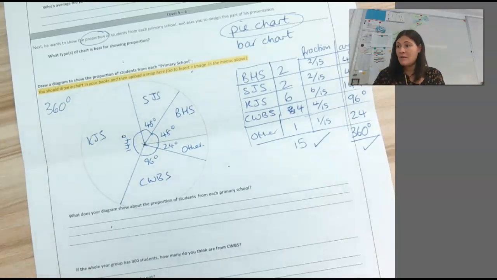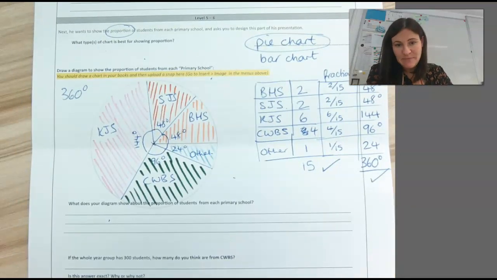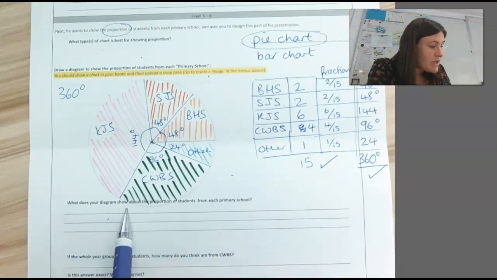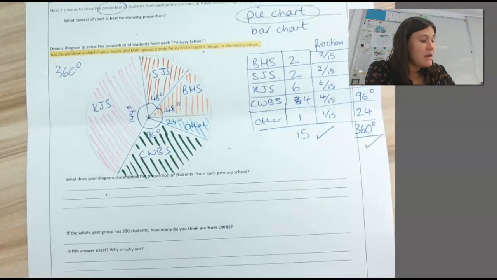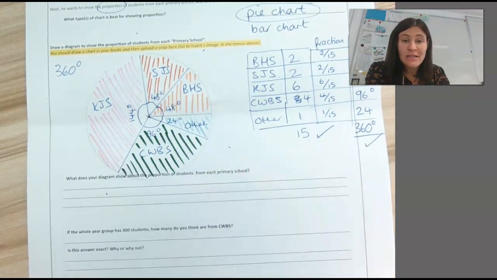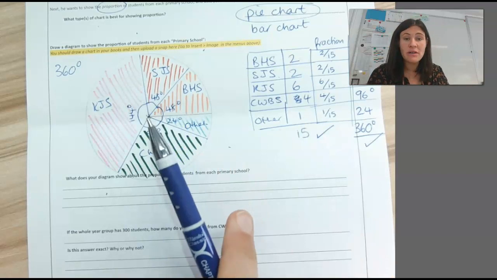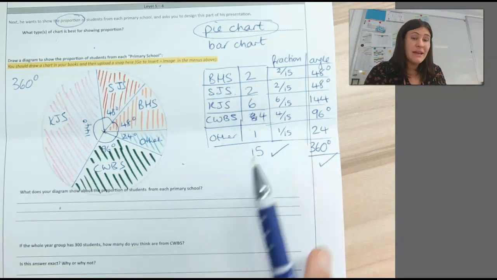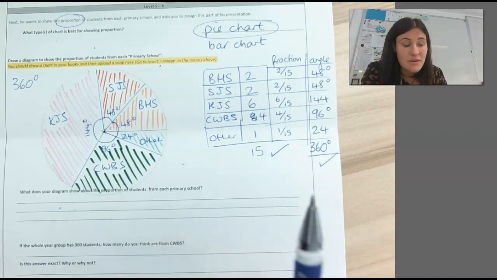Now we could colour that in, and to make it look even better, I've just done some basic shading there to save a bit of time. What does your diagram show about the proportions of students from each primary school? So here, we're basically just looking and trying to get a few facts that we can get from this pie chart, or you can even get it from the data itself. So there can be lots of different possible answers here.